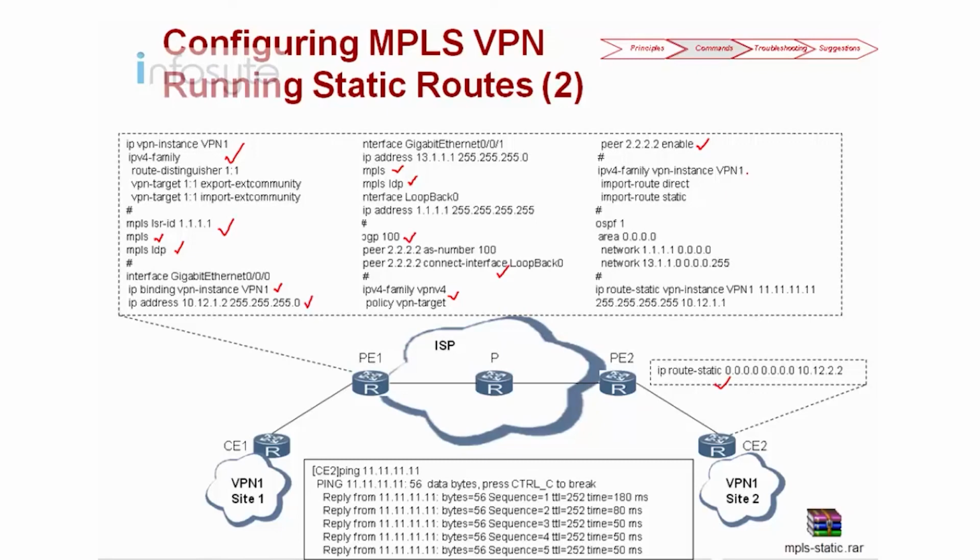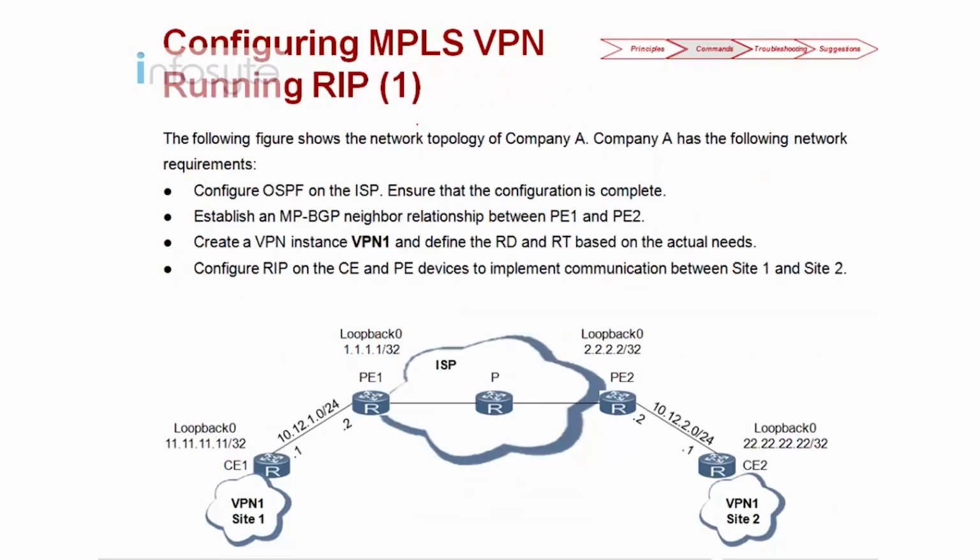Over here, this is just the import route between the two PEs, import direct, import static, and the basic OSPF. And the last one is the static route that learns the route from the customer. So all this configuration has been shown to you just now. For the next one, we are going to cover the routing protocol using RIP.